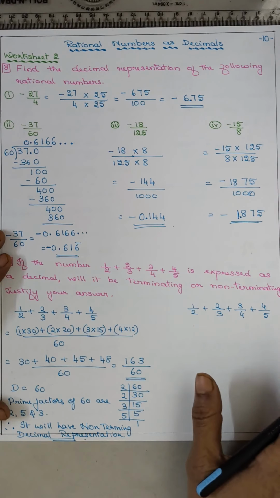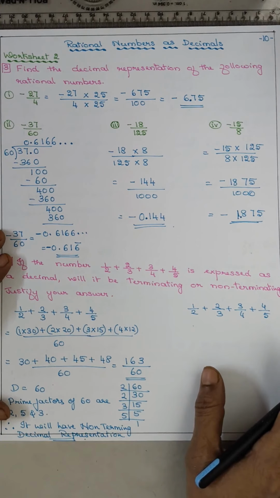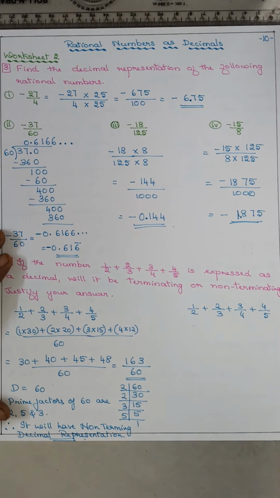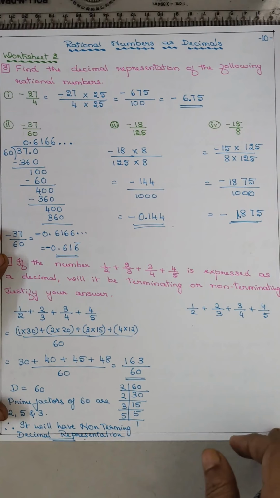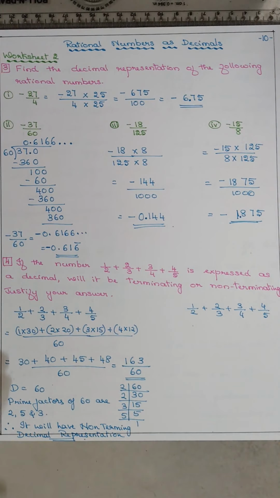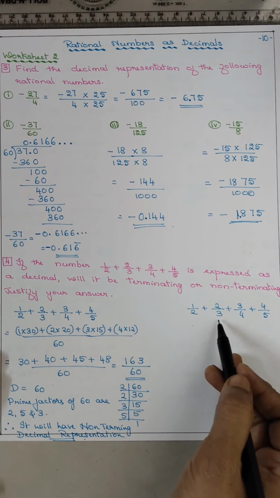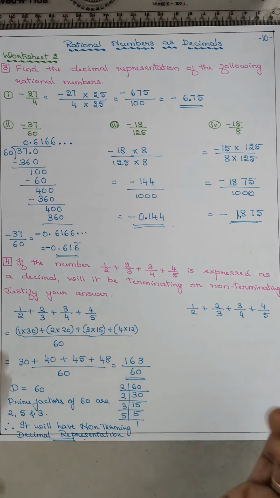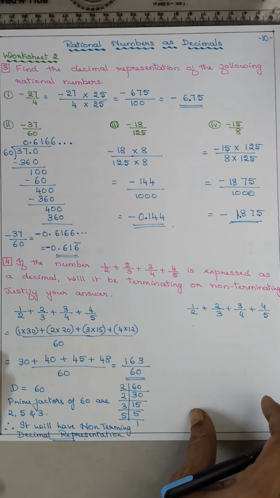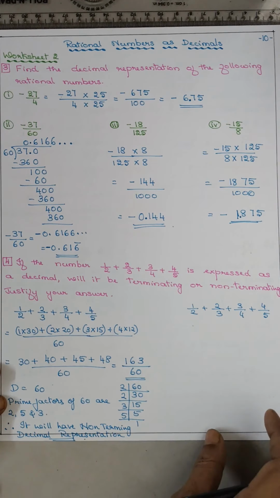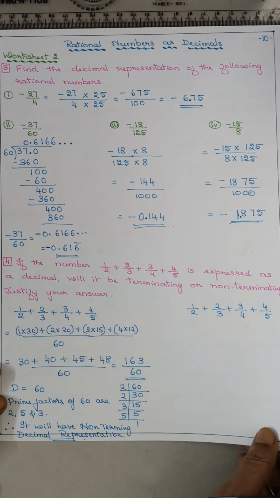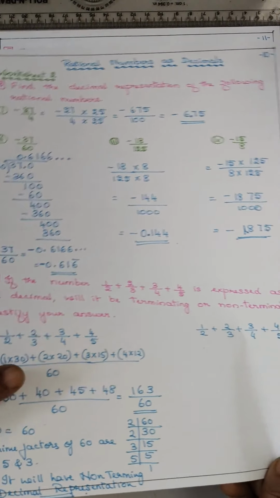So understand the sum properly. You can find out whether it is terminating or non-terminating. If one of the prime factors is other than 2 and 5, then it will be non-terminating. Okay. So that was question number 4.